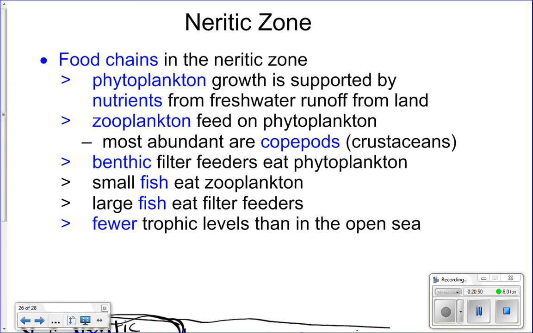And then you have like benthic filter feeders that will be eating the phytoplankton. You also get like small fish that eat the zooplankton and then bigger fish that eat those fish. Okay, so that's in general what's going on here. You actually have fewer trophic levels here than you do in the open ocean because there's lots of abundant food.